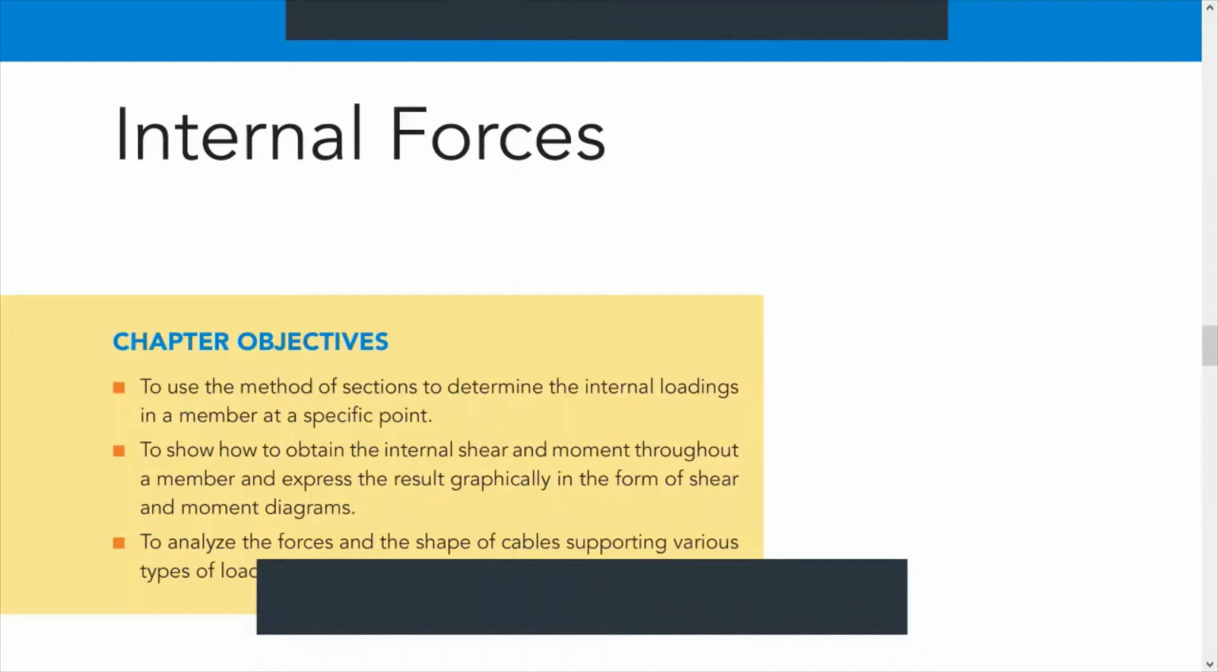And we need to show how to obtain the internal shear and moment throughout a member or over a member and express the results graphically in the form of shear and moment diagrams. يعني we will teach you how to draw shear and bending moment diagrams. كيف نرسم الشير والbending moment diagrams. If we do have time, we can analyze the forces and the shape of cables supporting various types of loading. راح نحكي عن الcables. Okay.